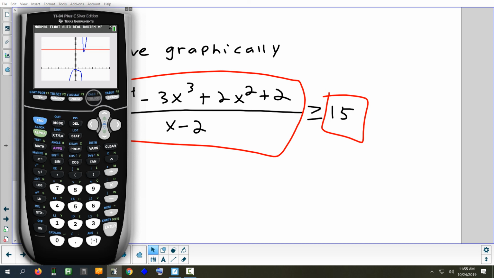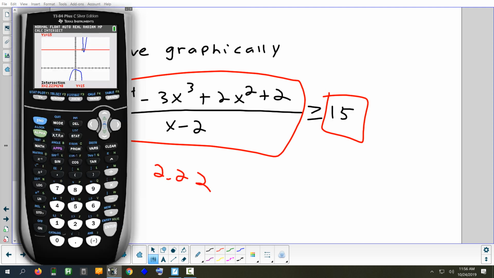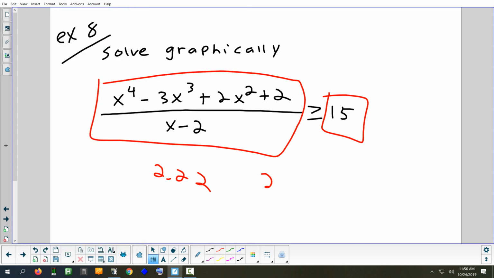Find those two intersects. So second calc, intersect. Okay, I'm on the blue. If I just keep pressing right, it should eventually jump up to the other part. There we go. The guess does matter. So it's just going to write it down, 2.22. And I need the other one. Just put the guess a little closer, and it should pick up the other one. 2.68.